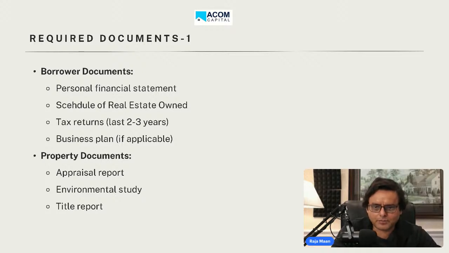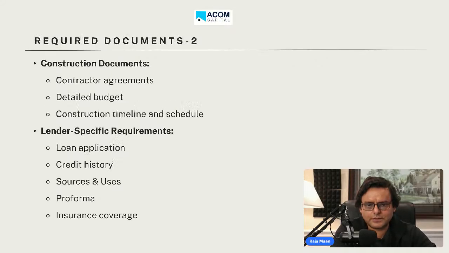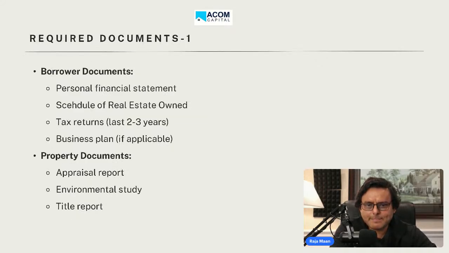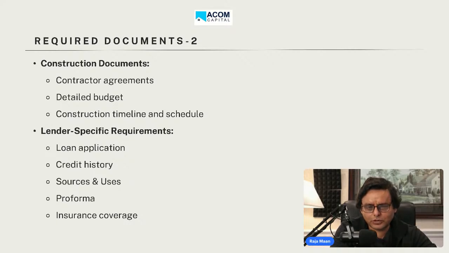Property documents, appraisal report. It's important if you have it, or the lender's going to ask for it and order it after you decide to sign and move forward. Environmental study, important. Title report, important. That can be done later too. First, we need the personal financial statement and schedule of real estate owned to start the process, to see if you're eligible for the loan or not.